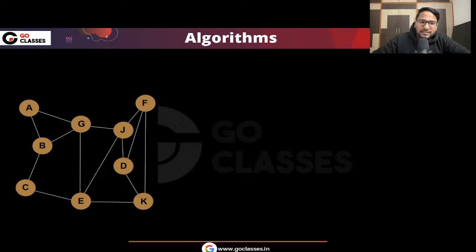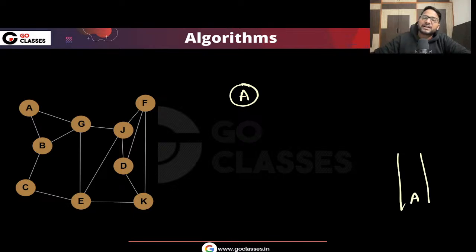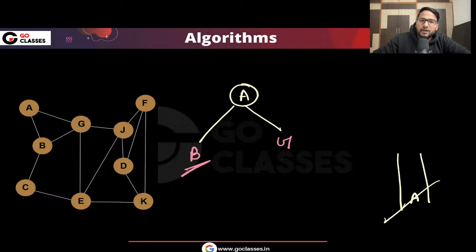Let's suppose you run the BFS on A. Can you tell me what the current queue state is? In the queue you must have pushed A. Now I want to tell you how this queue and the tree are related to each other. You pop this A and then explore its neighbors, which means you push, or enqueue, the neighbors of A, which are B and G.